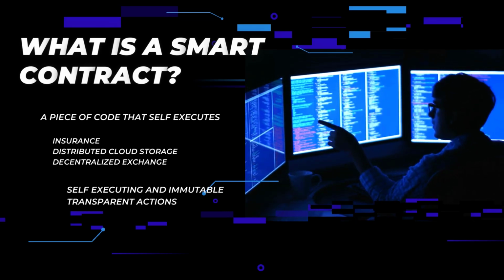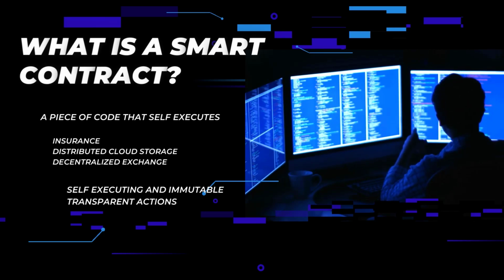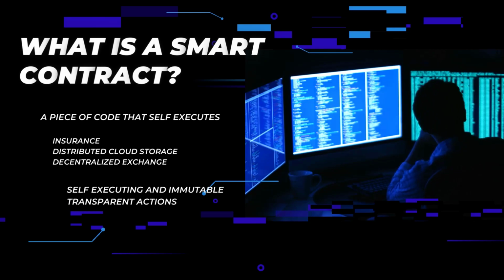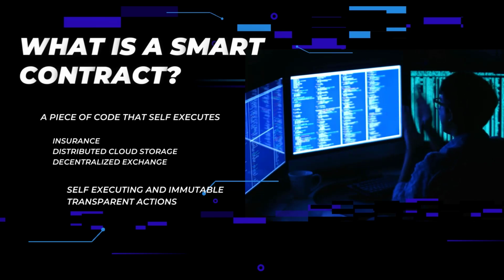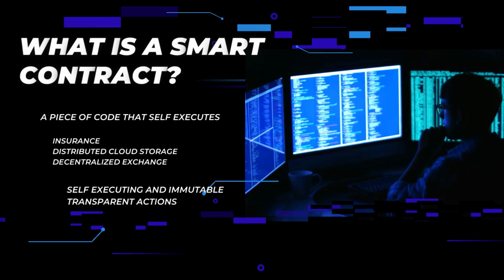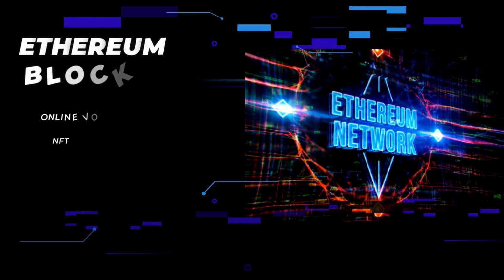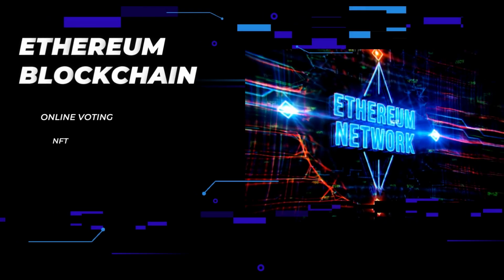And there are many use cases for smart contracts, like distributed cloud storage, property deals, insurance, security trades and settlement, decentralized exchange, and many more. A good thing about smart contracts is that they are self-executing, they are immutable, and they are transparent because they're deployed on blockchain. The most well-known blockchain is the Ethereum blockchain.